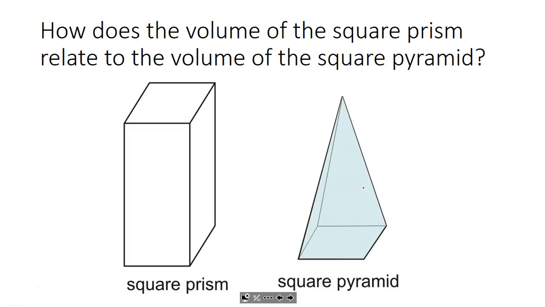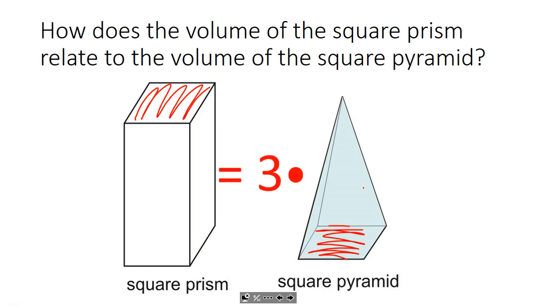Conversely, it says, how does the volume of the square prism relate to the volume of the square pyramid? So again, here we're talking about this area of the base and this area of the base would be the same, and their heights would be the same. So this time we'd have to multiply 3 times that square pyramid to get the volume of the square prism.